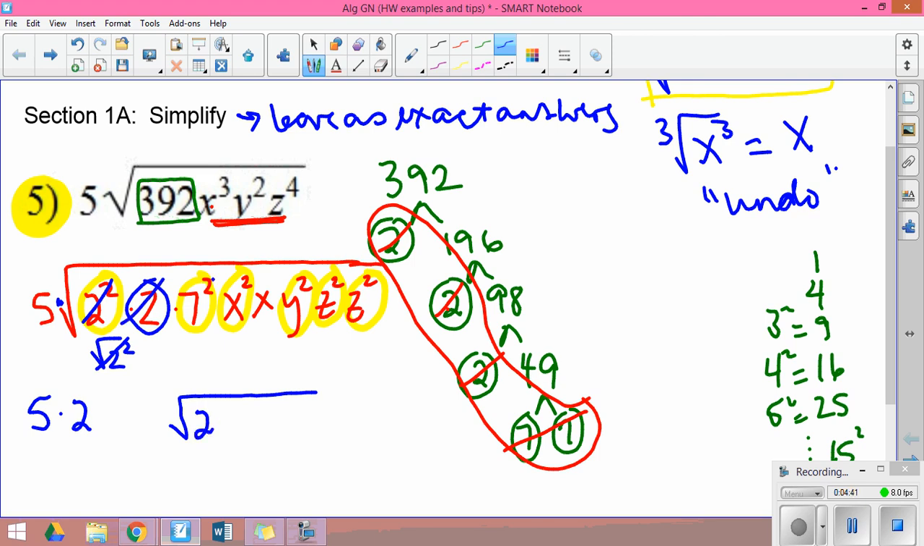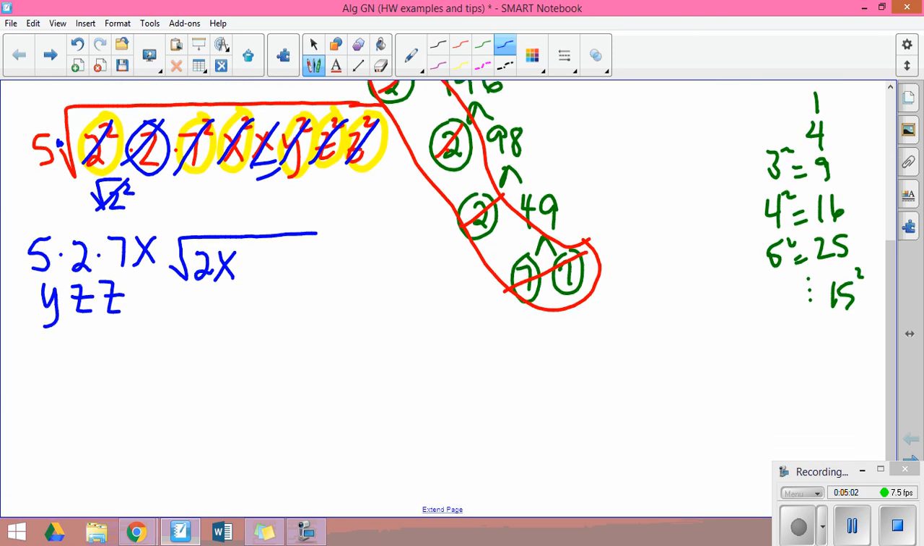The square root of 7 squared is 7, so that comes out. The square root of x squared is x, so that comes out. But this x doesn't have a square root, so it stays under. The square root of y squared is y. The square root of z squared is z. The square root of z squared is z.